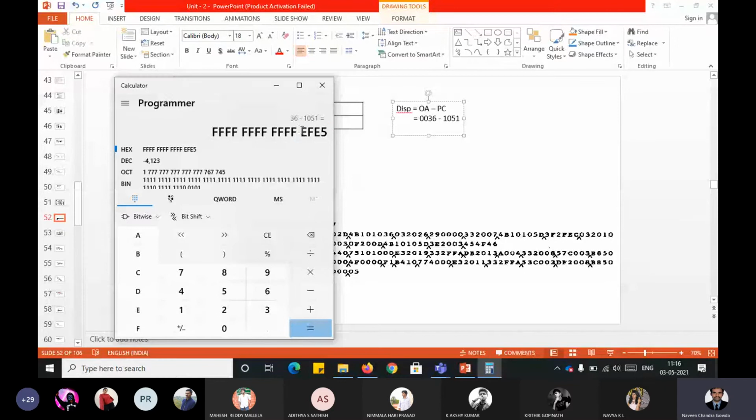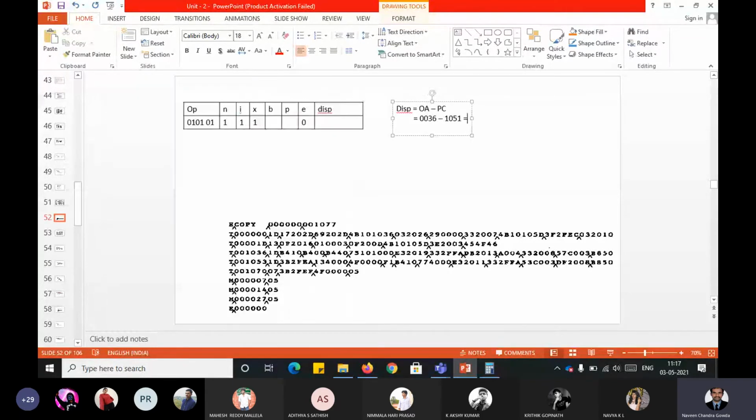Even if you want me to tell you normally, when you subtract 1051 minus 0036 in hexadecimal, you get 101B, so the value is minus 101B in hexadecimal. In decimal, minus 101B is nothing else than minus 4123.